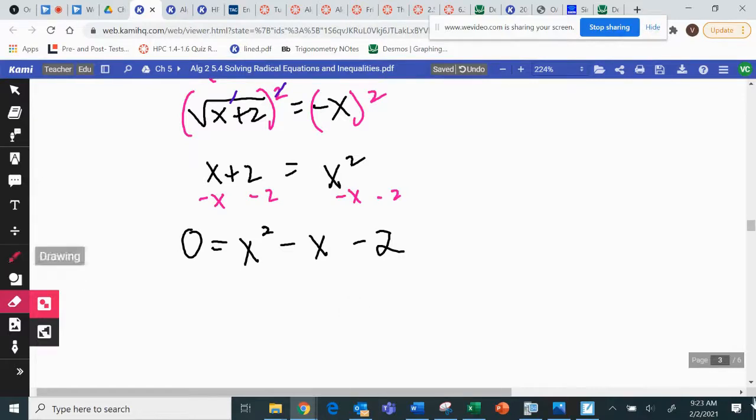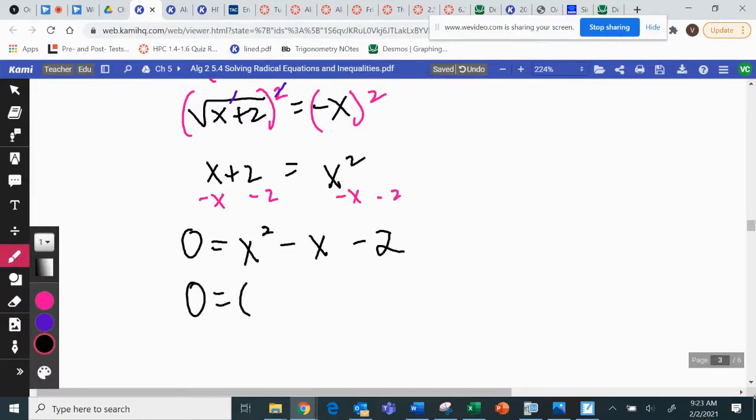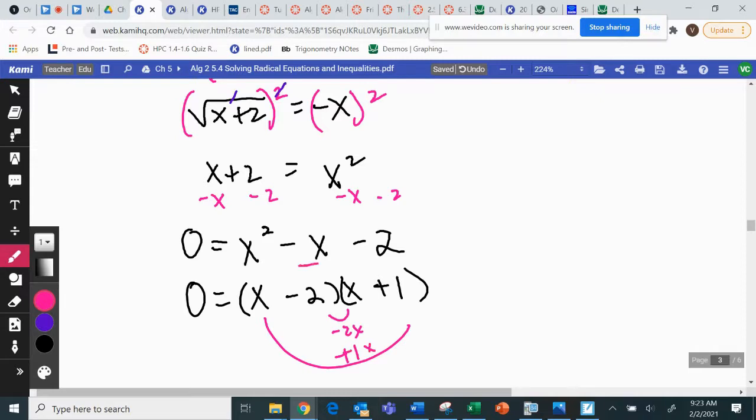Let's see if that factors. x and x. Minus 2 and plus 1. Let's check that: minus 2x plus 1x. Yes, that does check, the minus x in the middle. So x minus 2 equals 0, x plus 1 equals 0, x equals 2, x equals negative 1.